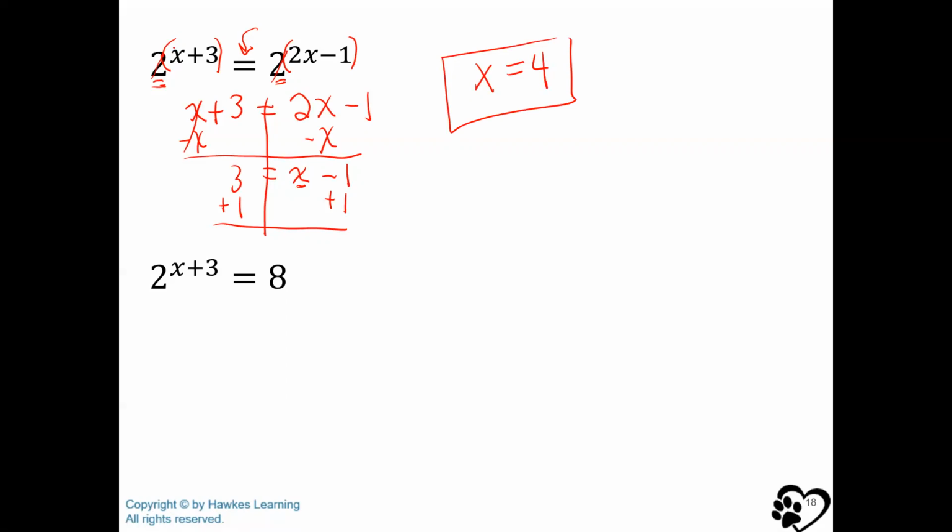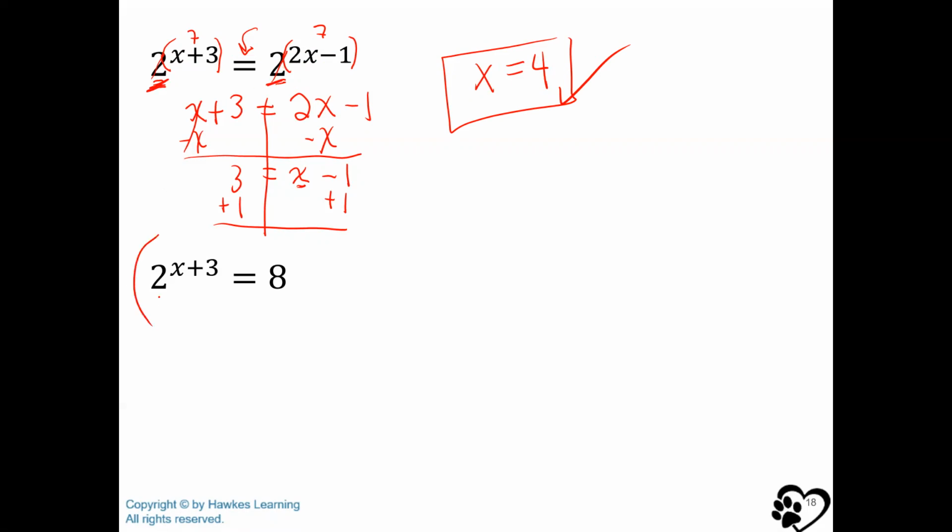So if we plug that back in, 4 plus 3 is 7. 2 times 4 is 8, and 8 minus 1 is 7. So 2 to the 7th is equal to 2 to the 7th. Well, that makes sense. So that's what our goal is. We always want to make those bases equal.